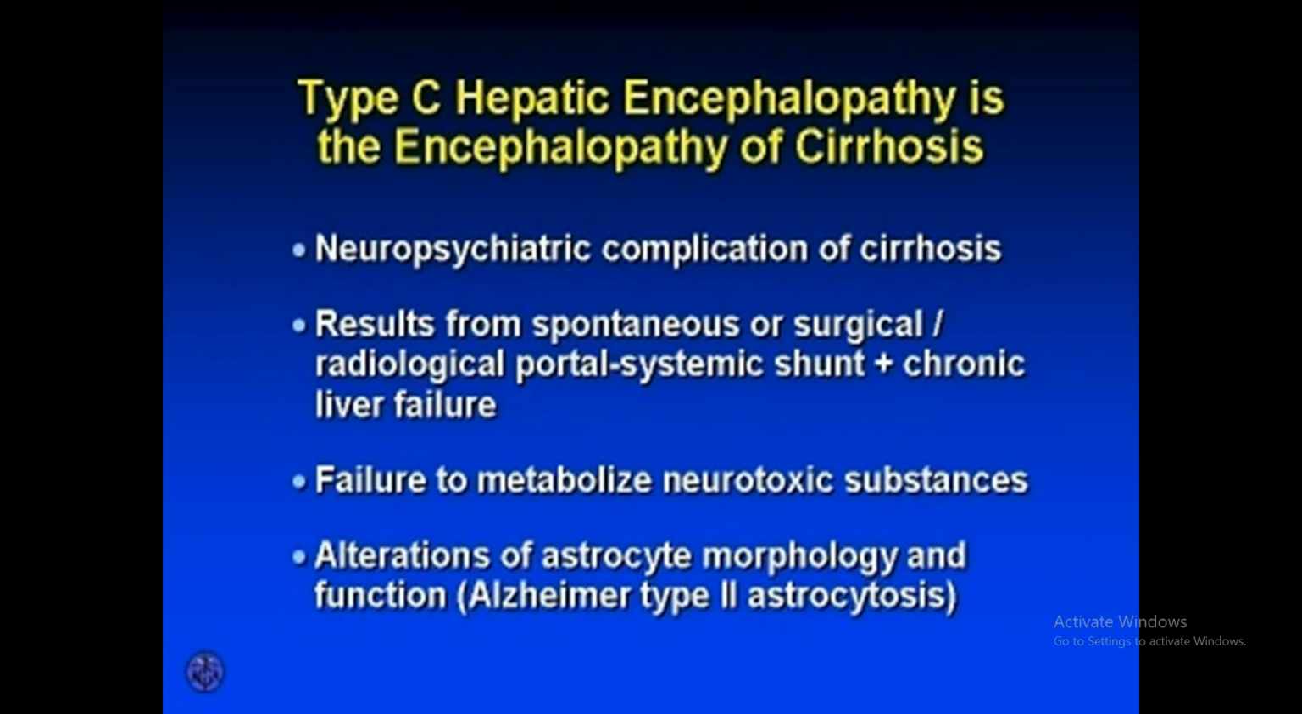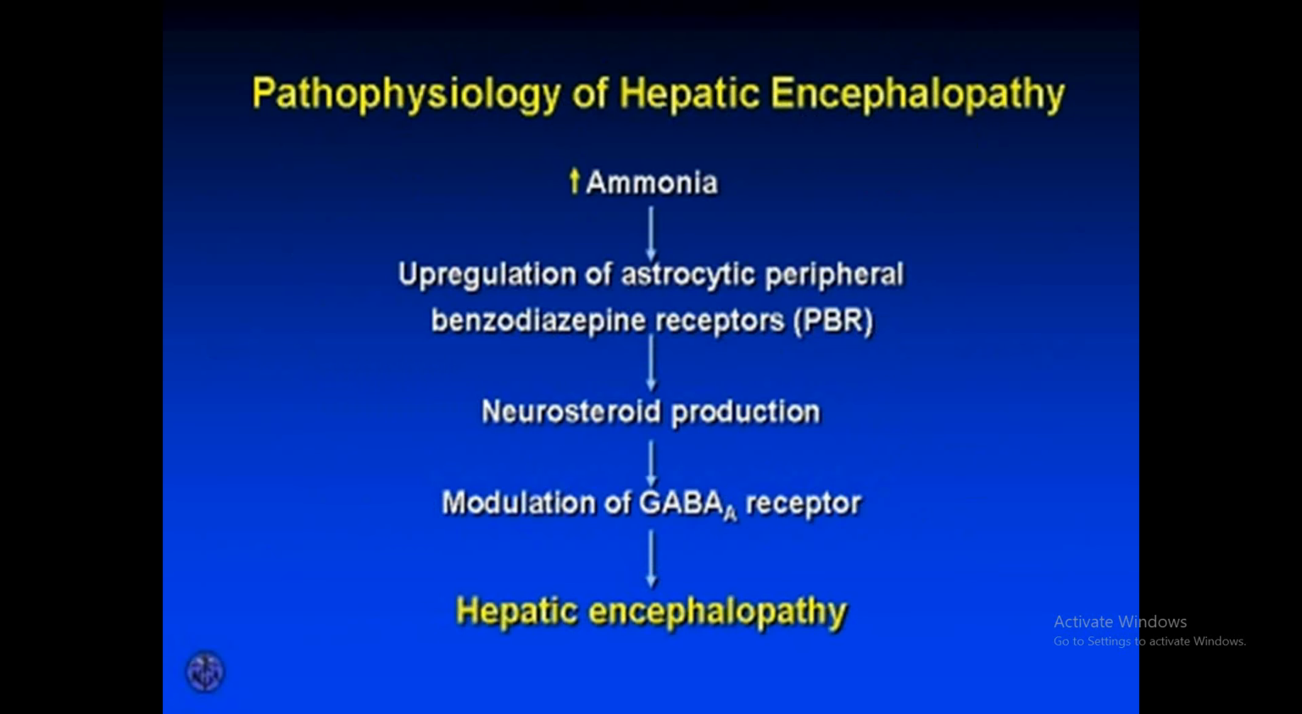Now, the pathophysiology of this hepatic encephalopathy is this. The ammonia is not converted further into urea. Ammonia can cross the blood-brain barrier. The urea and uric acid cannot cross the blood-brain barrier. So ammonia will act on the upregulation of the peripheral benzodiazepine receptors and the neurosteroid production and the modulation of the GABA-A receptor.